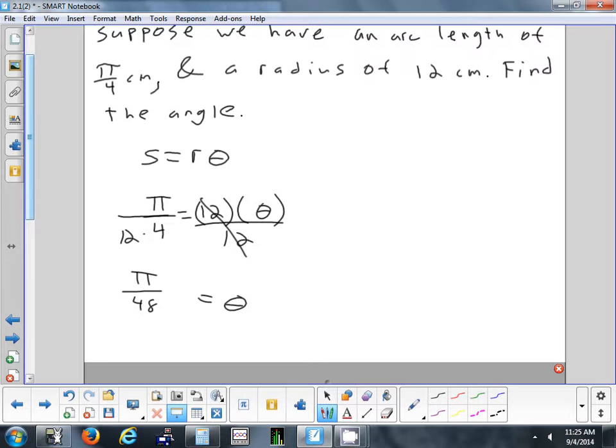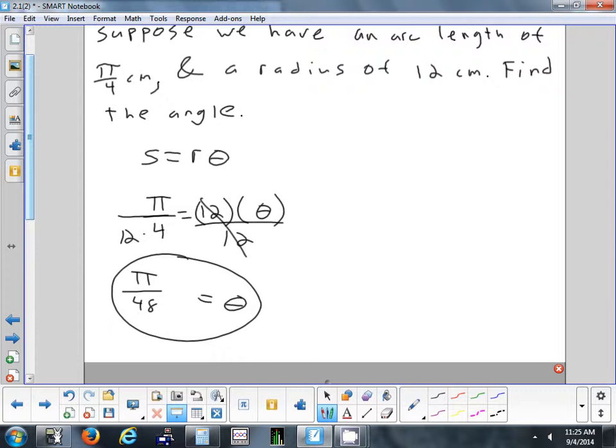That's my angle. Do I need a label on it? Some people say no, some people say yes. No, because it's in radians. Right, this is a radian. If it's in radians, you don't need to label it RAD, and I won't on the test.